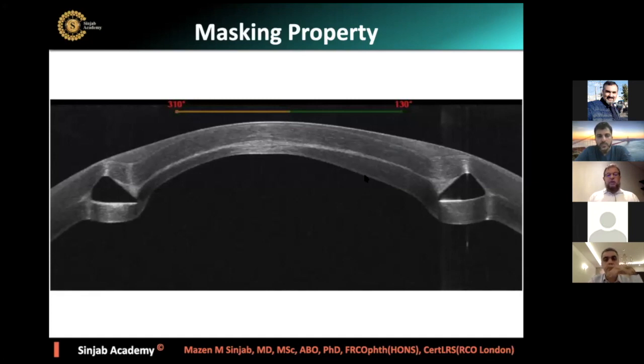Now, this is another example. This is a case of intracorneal rings. Look at the shape of the cornea under the epithelium. This is the epithelium. Look at the thickness of the epithelium at the periphery to make the anterior surface of the cornea very smooth.